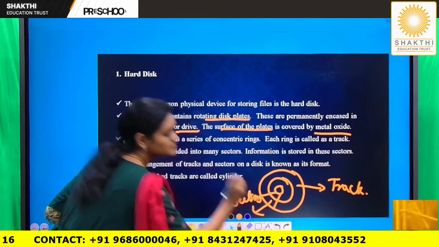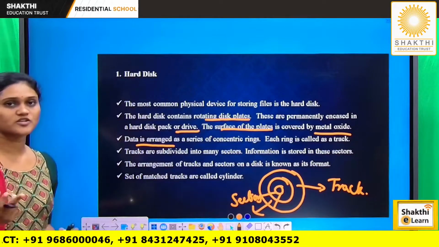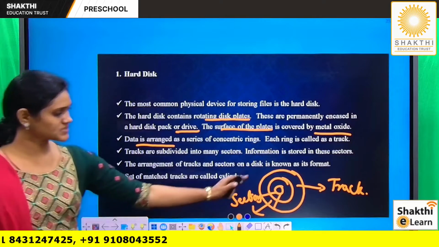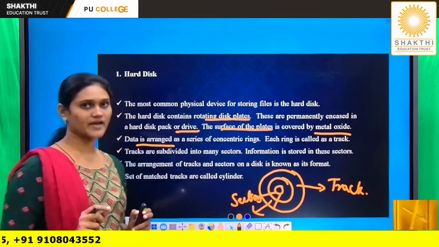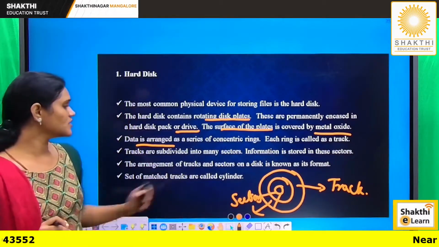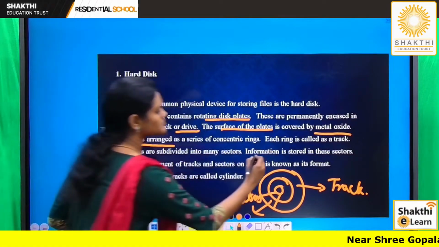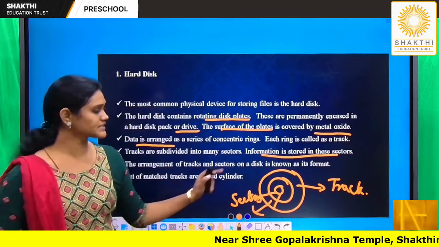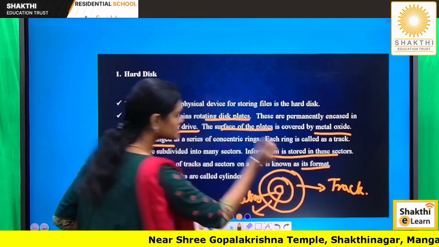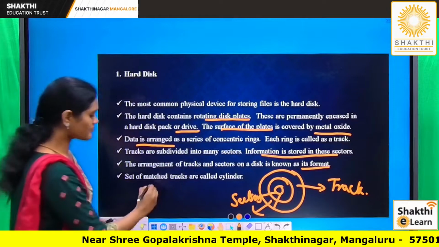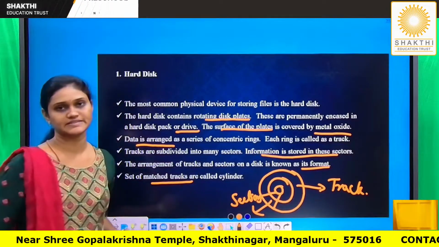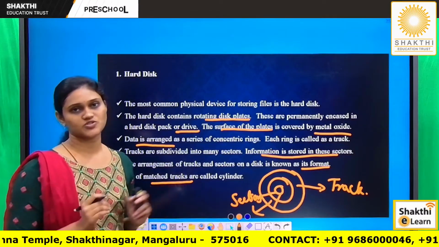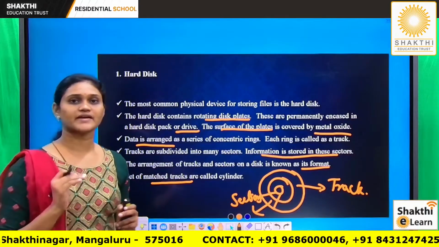Very important question for 1 mark or 2 mark. What is a track and what is a sector? So you have concentric rings. We call them tracks. Again, it is subdivided into sectors. So information will be stored in the sectors too. The arrangement of track and sector on a disk is called its format, and a set of matched tracks is called a cylinder. These are the 1 mark questions. You may expect these questions. Very important one, track and sector.